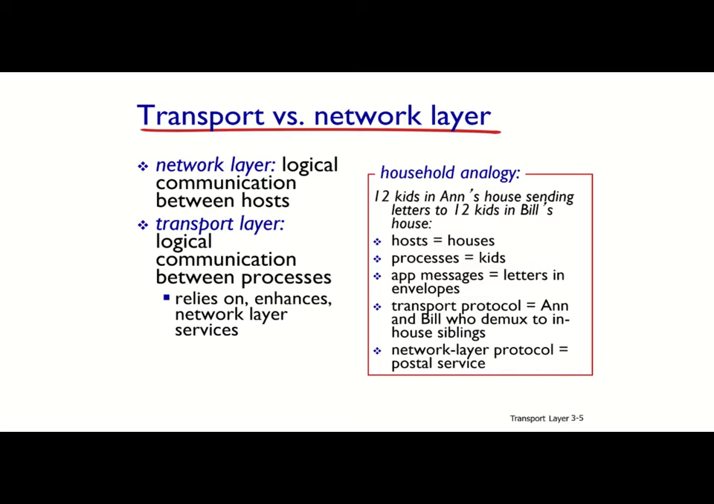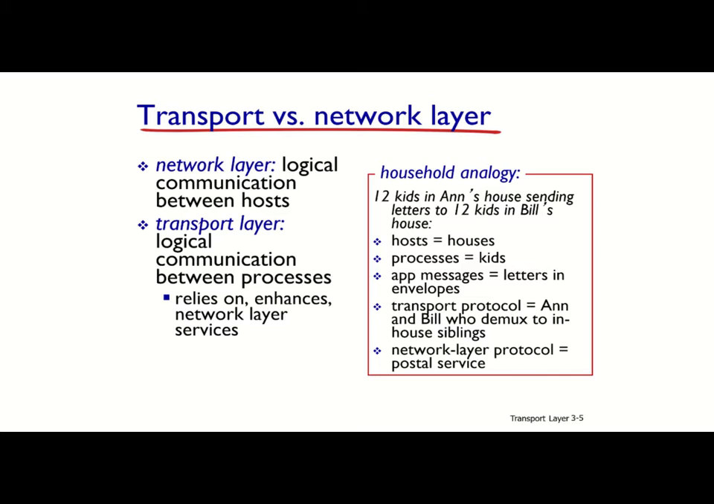In the same way, we have to have a similar service in computer networks. When a message is received in Bill's host, there should be a service which we call a transport layer service that can choose the right process among the 12 processes that we have on the receiving side, and pass the message to the correct process that the sender aims to transfer messages to.